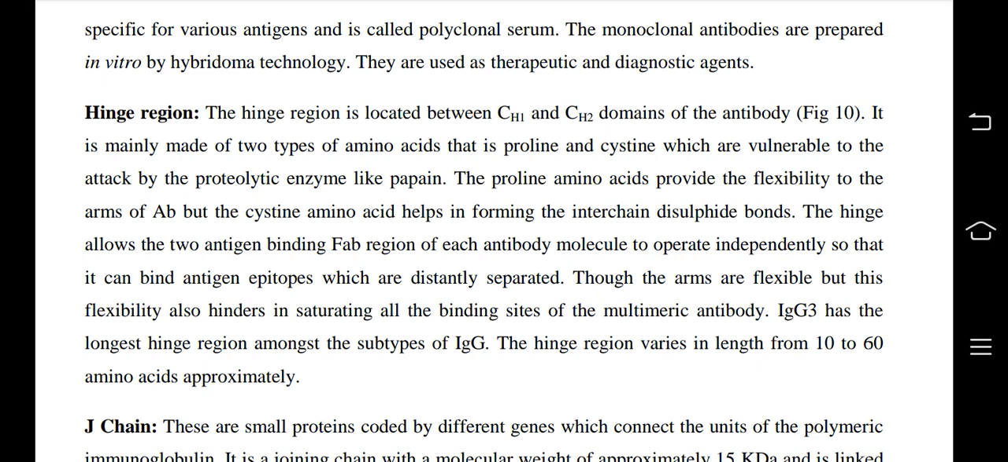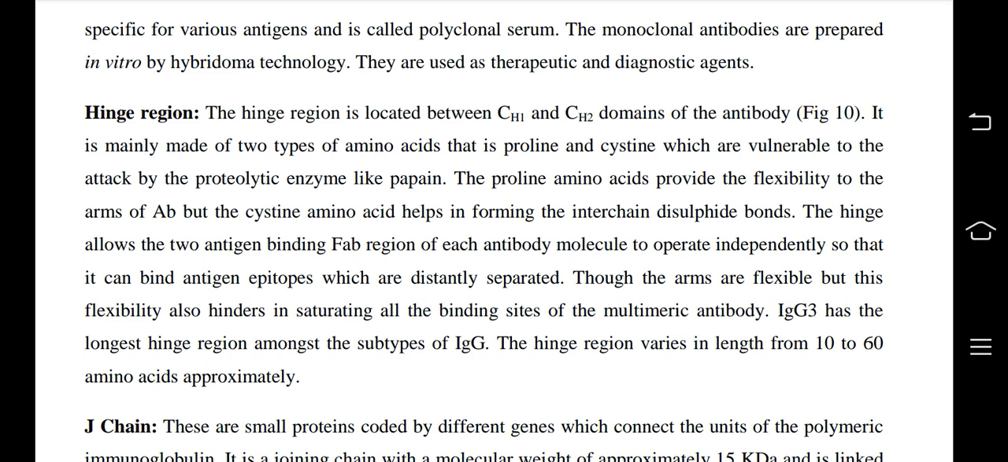The proline amino acid provides the flexibility to the arms of the antibody, but the cysteine amino acid helps in forming the interchain disulfide bonds. The hinge allows the 2 antigen binding Fab regions of each antibody molecule to operate independently so that it can bind the antigen epitopes which are distinctly separated. Though the arms are flexible, its flexibility also hinders in saturating all the binding sites of the multimeric antibody.